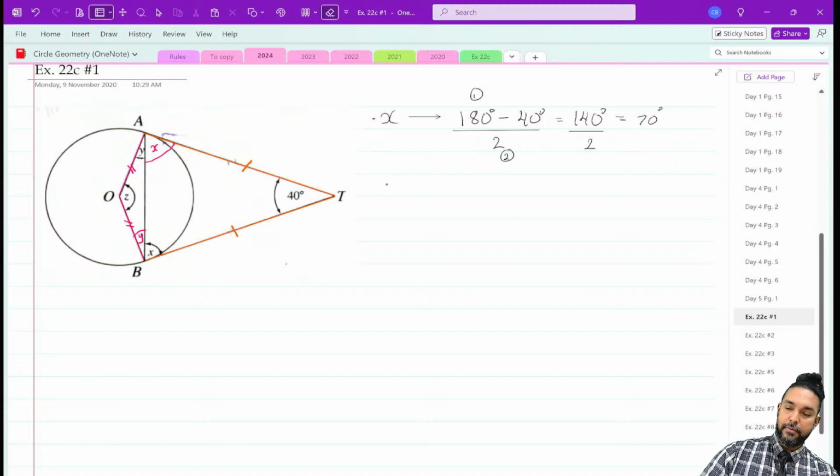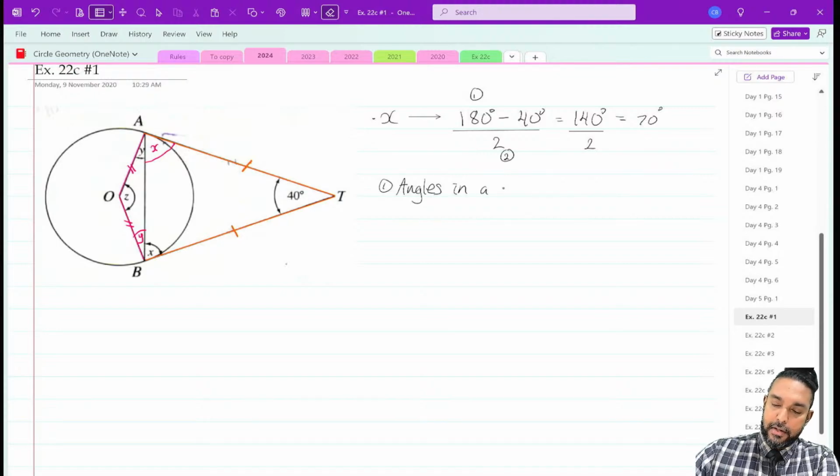So rule 1 is that, why am I using 180 again? That's because the angles in a triangle sum or add up to 180.